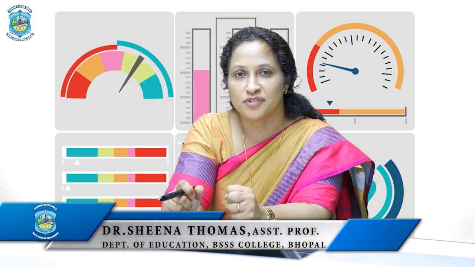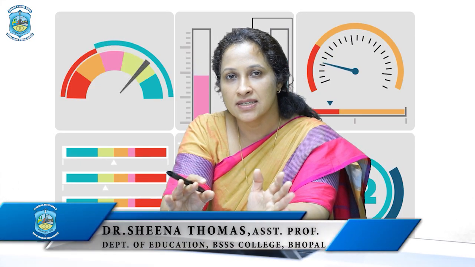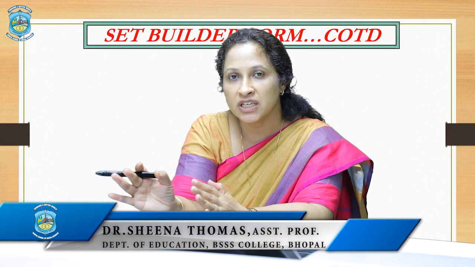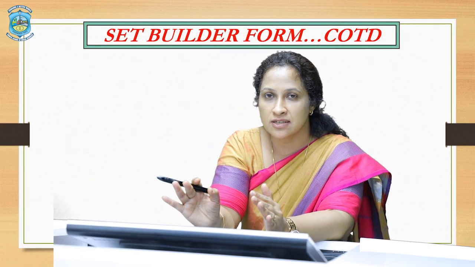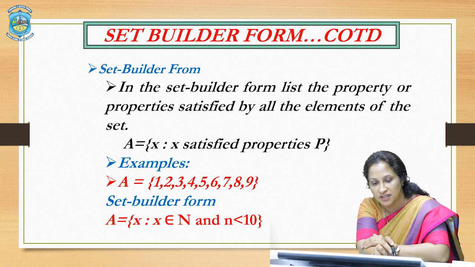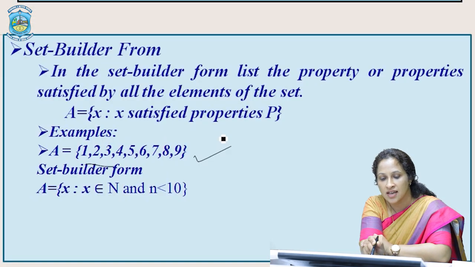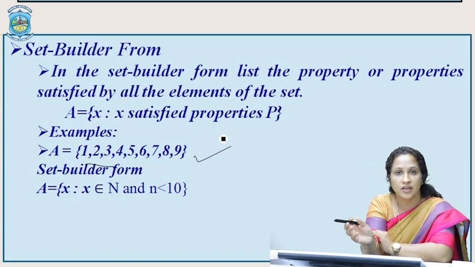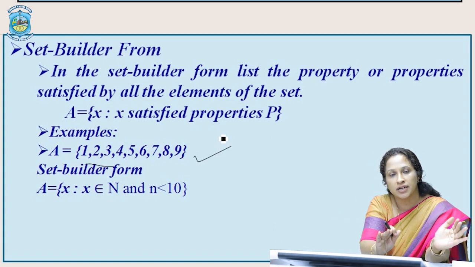In the set builder form, all the elements are defined by a common property which runs through all those elements in a particular collection, which is well defined. For example, suppose a set is given in roster form as 1, 2, 3, 4, 5, 6, 7, 8, 9, and you want to convert the same thing into set builder form.